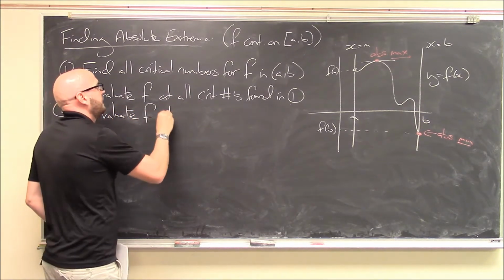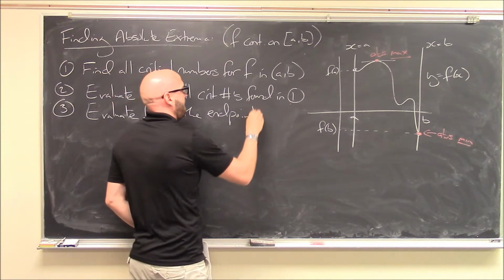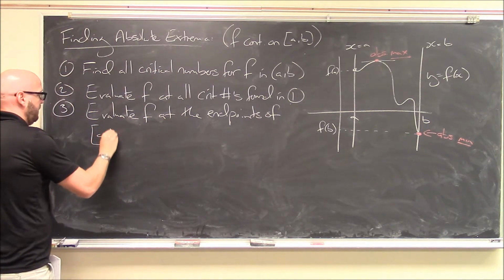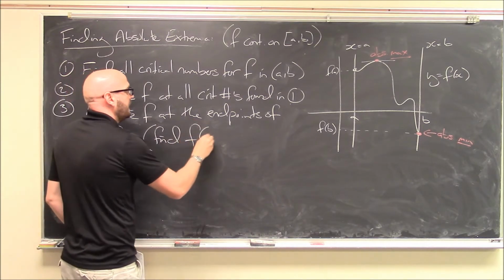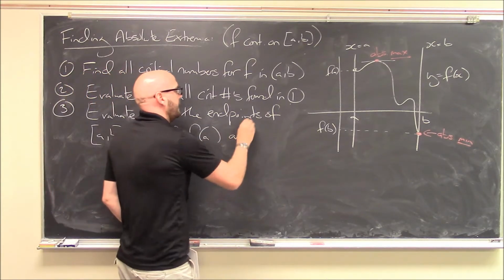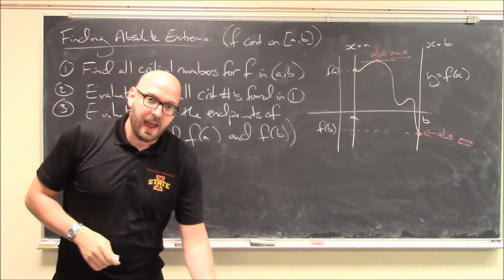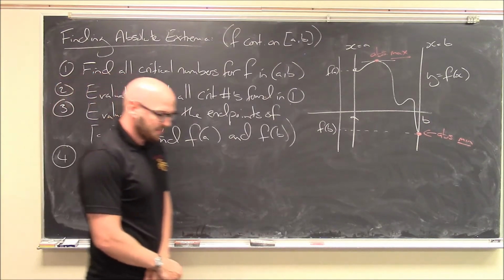Evaluate f at the endpoints of a to b. Right, what I mean by that is just compute, plug in a and b, find f of a and f of b. And then step 4 is actually kind of obvious at this point.